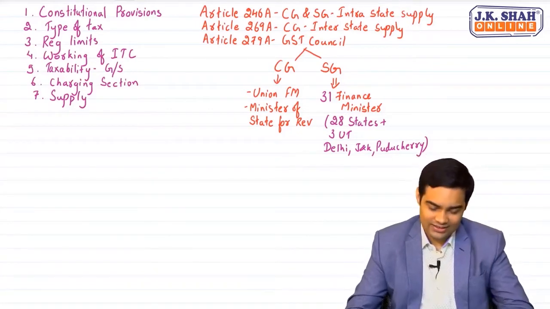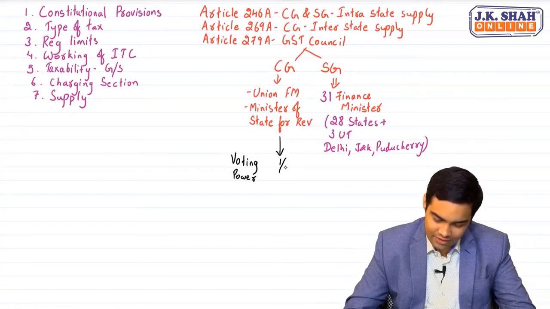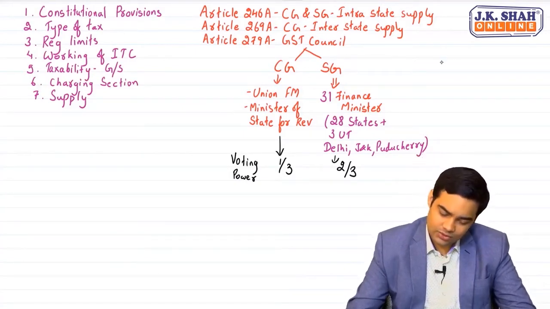Let me tell you what is the voting power. The voting power of central government is 1/3, while state governments enjoy 2/3 overall. If I were to just do a simple math, 2/3 is 66.67%.